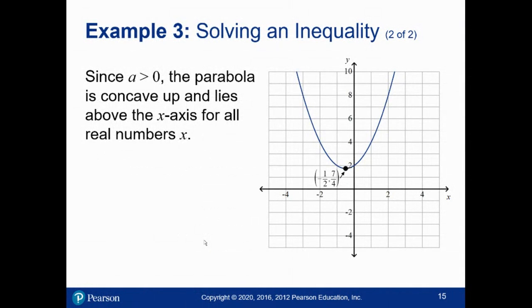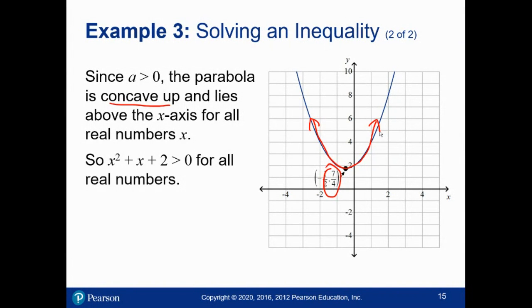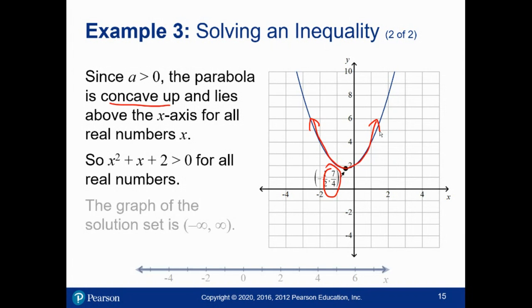We have a vertex with a positive value of y, and it's concave up. So I have a positive minimum value, and then I open up to be bigger than that. There are no intercepts. And the original problem said, where is this parabola positive? It's always positive. The solution set is all real numbers.